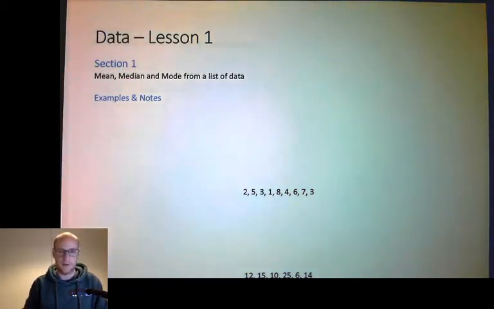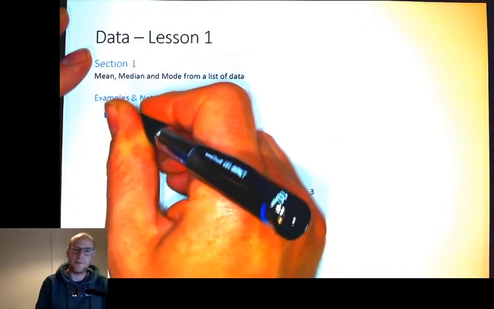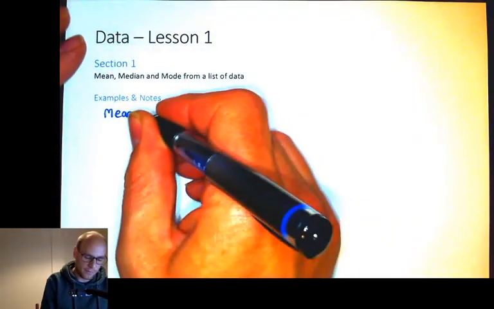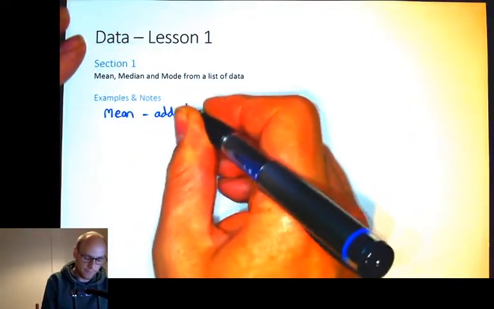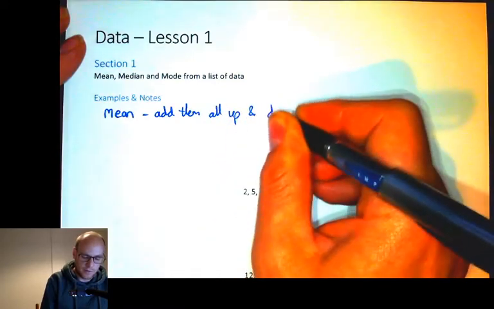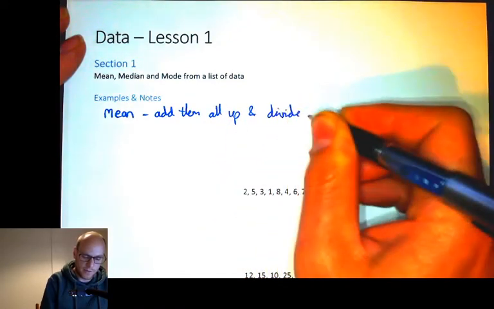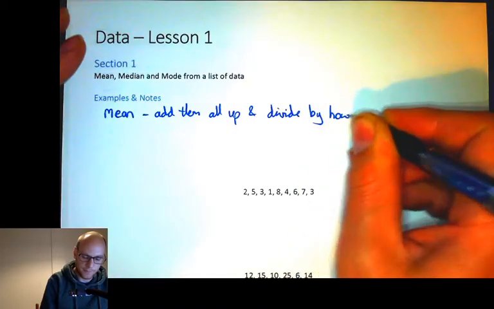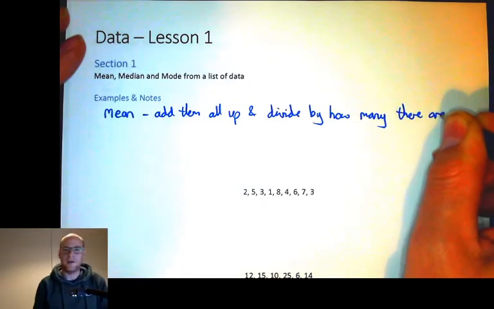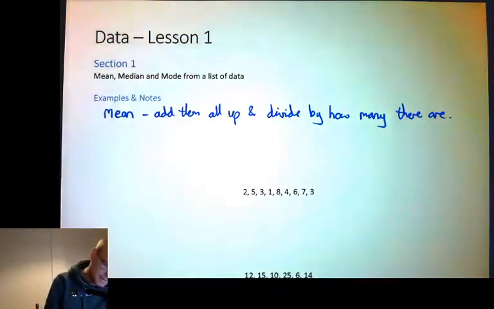Now you've heard of these lots of times before, but if you want to make some notes, please do. So the mean is the most mathematical one. It's the one that people usually mean when they say average. It's the one where you add them all up and divide by how many there are. Easy peasy.